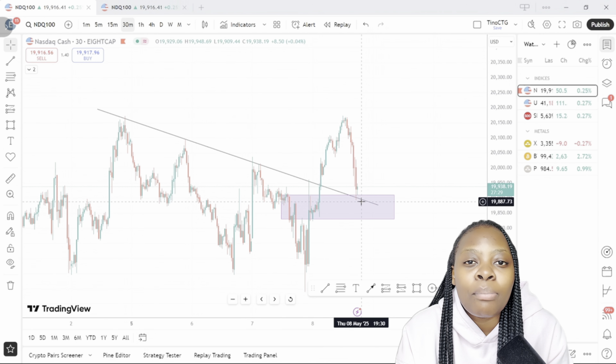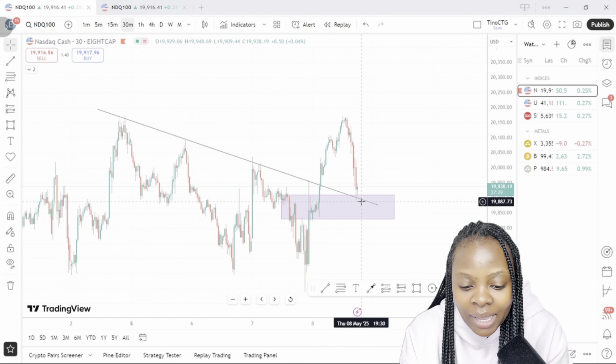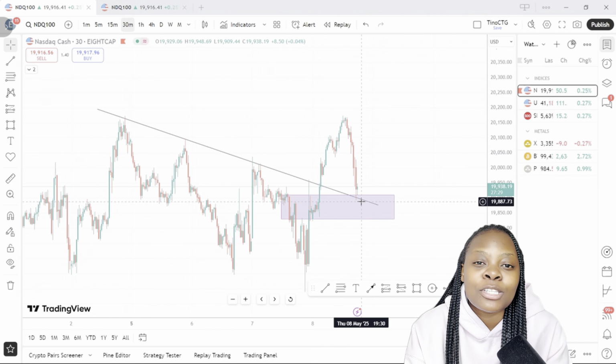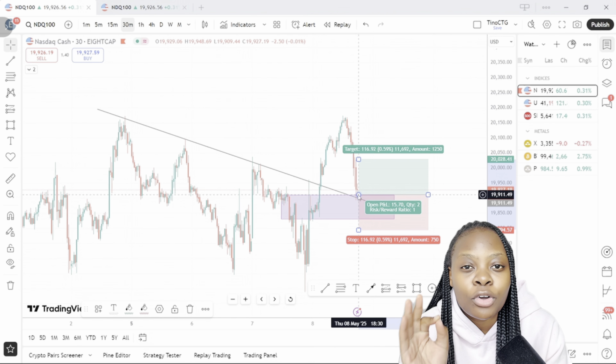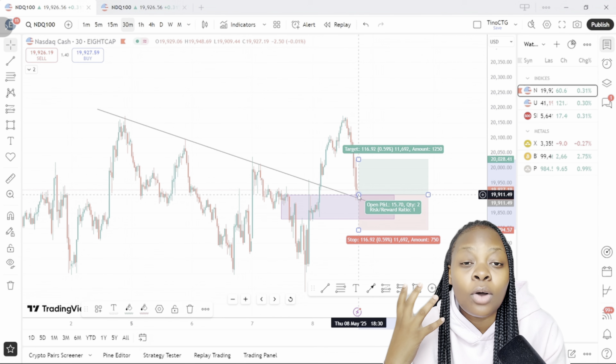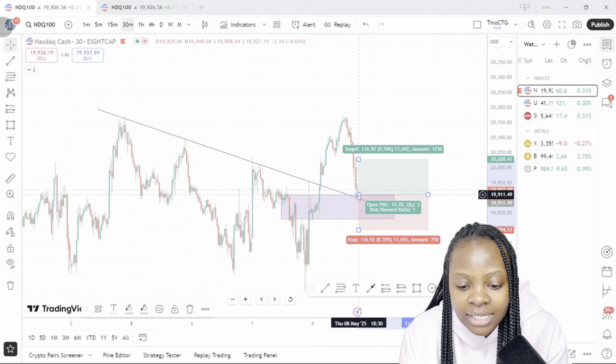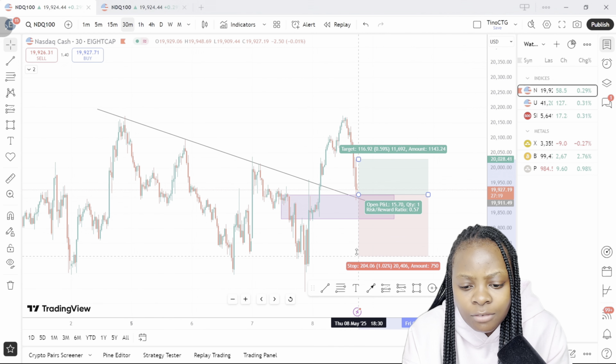You want to find a point of interest when the market gets back for a retest, and that is why I am entering a long position right here, because I've already seen a wick. Now you have to always wait for confirmation. Right now I've already seen a wick happening at this level. My stop loss will just be below this level right here.